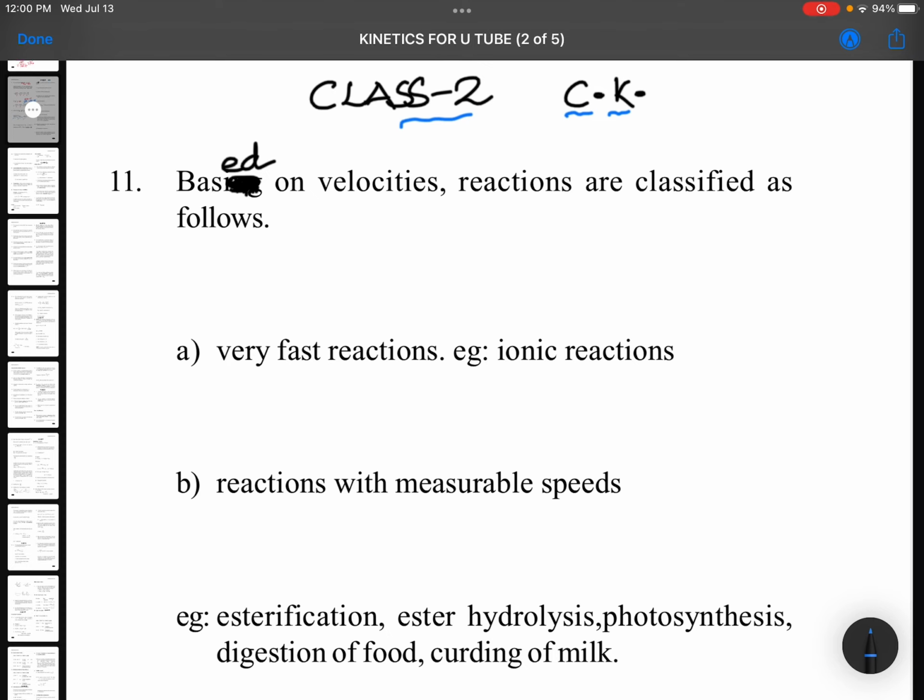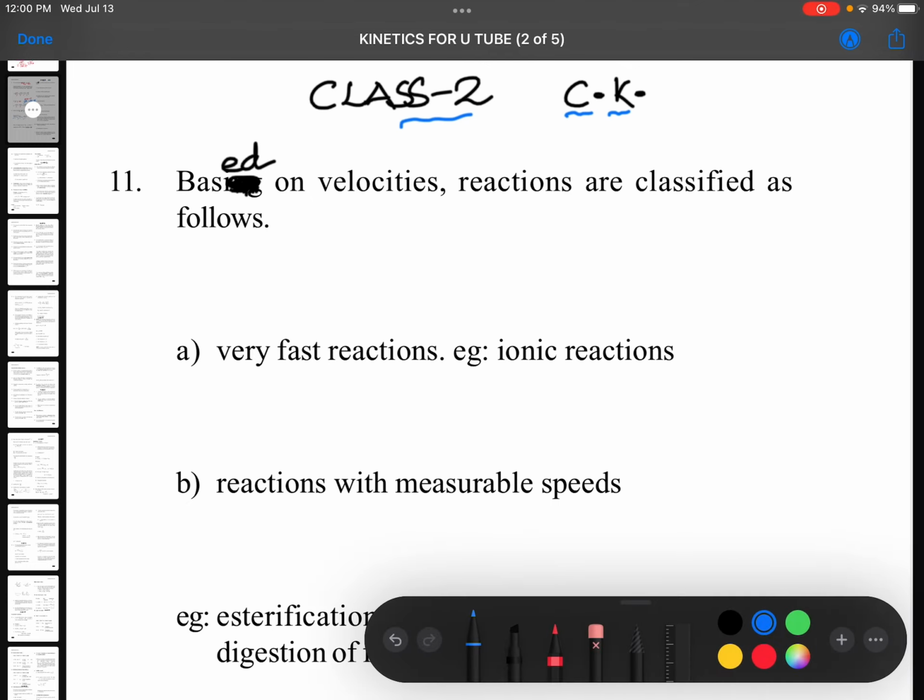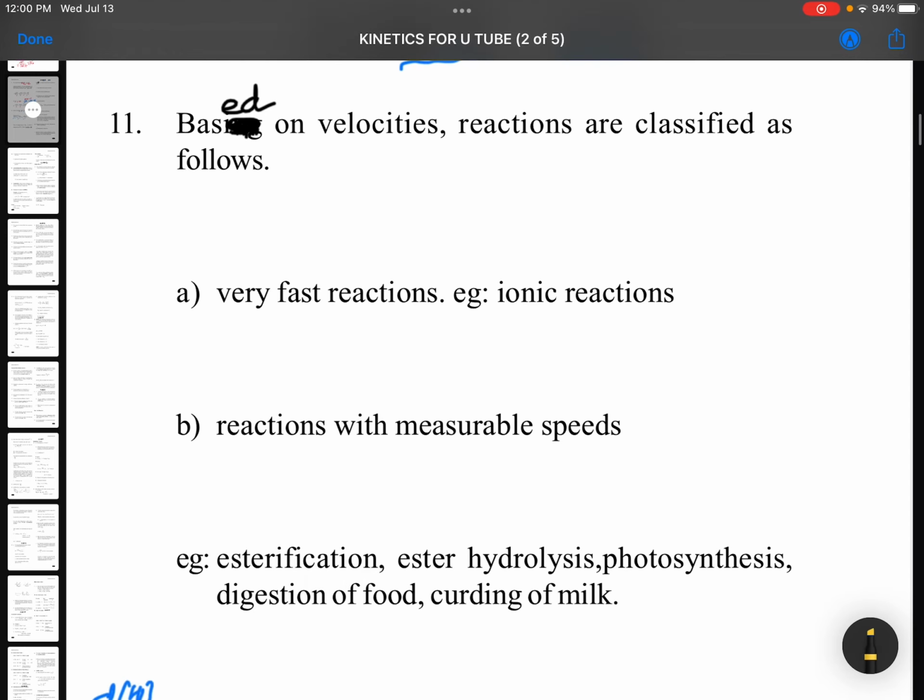So in this class we'll go with rate of reaction and factors affecting rate of reaction. One very important topic for all your board examinations. This is one important question also; generally the students will be getting this question for your board examination: collision theory, rate of reaction, factors affecting rate of reaction. So based on the velocities, reactions are classified as follows.